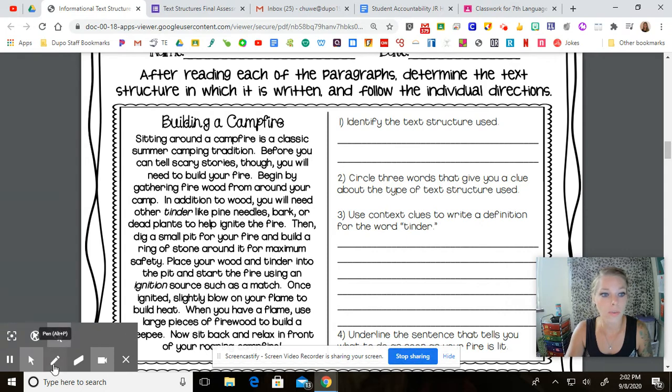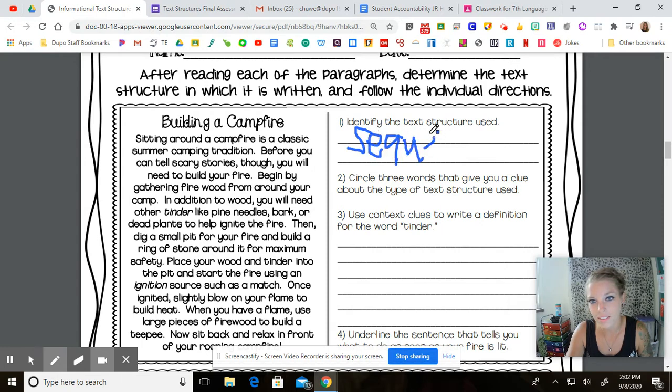Okay, so if I was you, I would be writing on here. This is probably going to look really bad. So if you have a printer, you can print this. Otherwise, you can just write down your answers on a piece of paper. So we have a sequence, which means we're going in order from beginning to the end. So it's literally telling us how to build a campfire. First you do this, then you do this, etc.